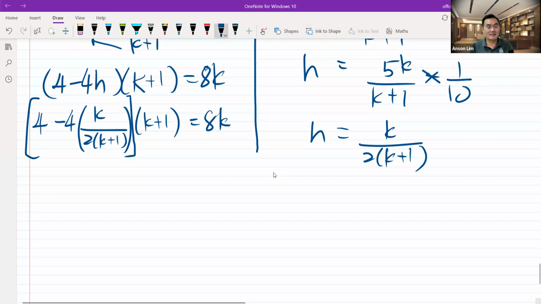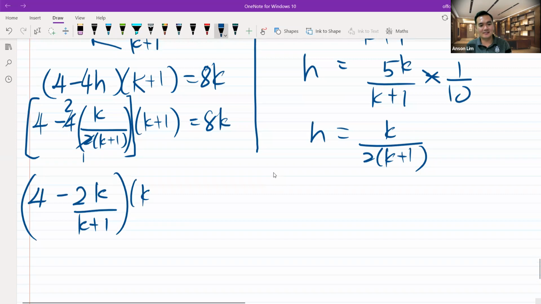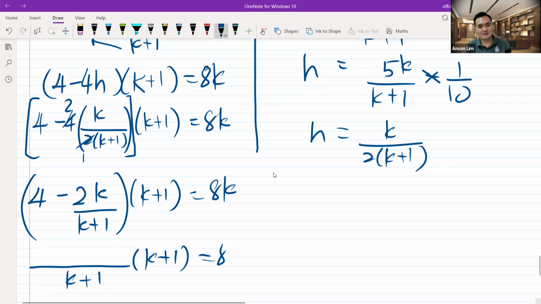If your SPM is like that, you don't jump, okay? Yeah, step by step, your friend can get the answer. Okay, this one you cannot cut directly because the whole thing is k plus 1. Unless you combine together, then you can cut. Okay, combine together as a fraction.